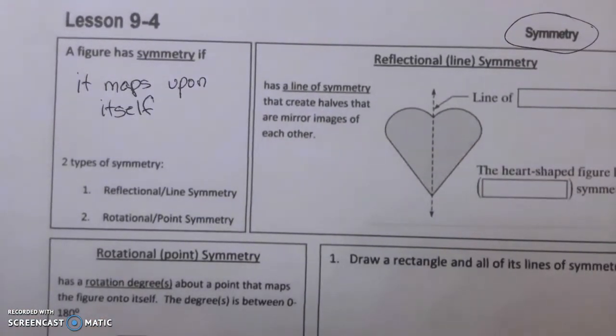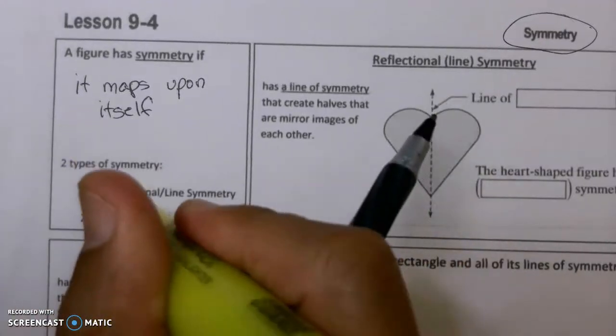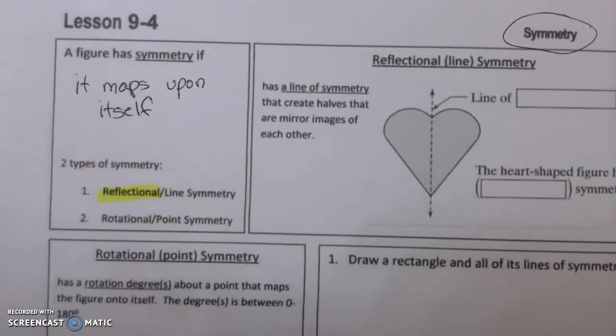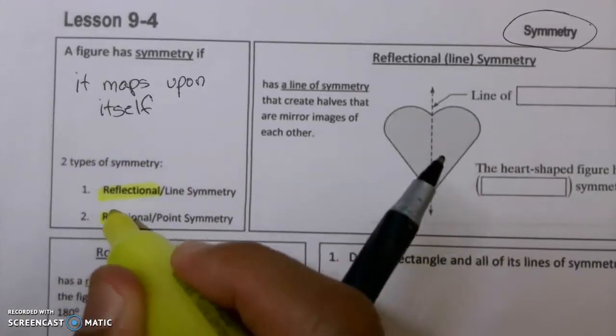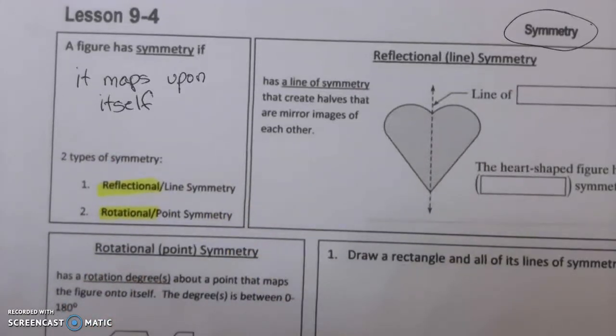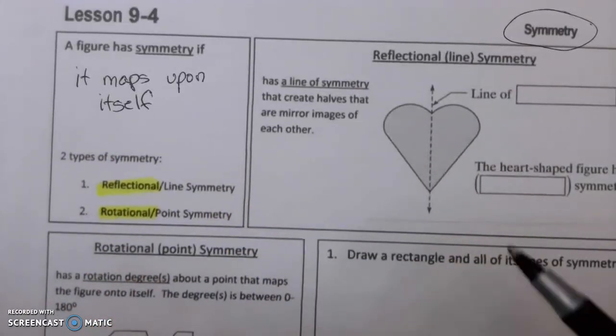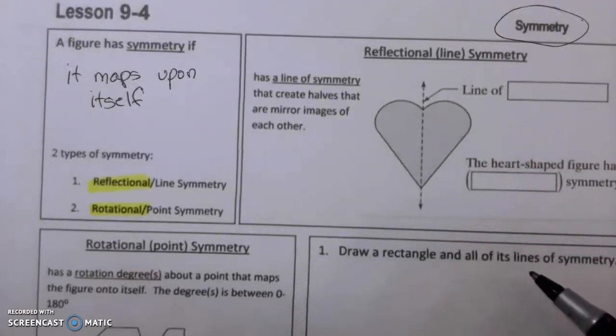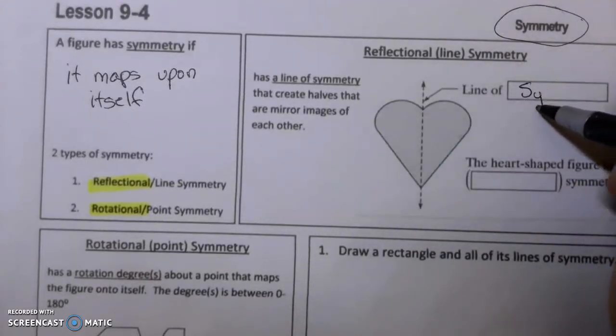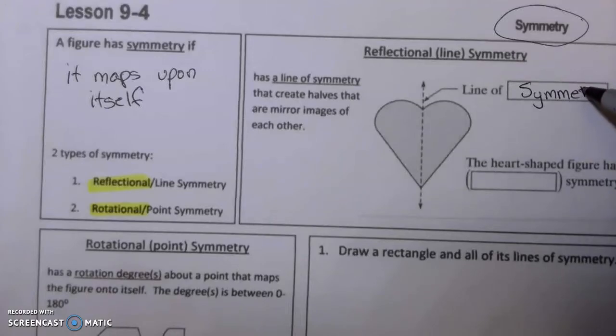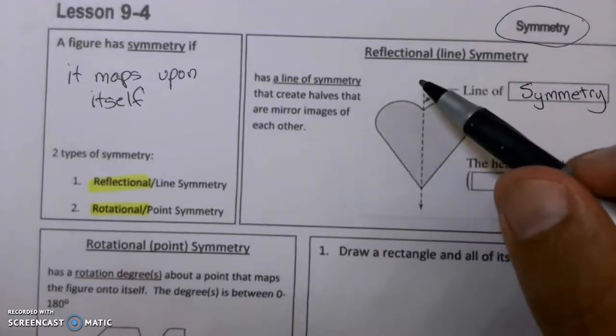There's going to be 2 types of symmetry that we're going to hit. We're going to have reflectional, where something is reflected and it looks exactly the same, or we can rotate it and it will be exactly the same. So here's an example, this heart here. This dashed line is called a line of symmetry, and we would call this heart figure symmetrical.